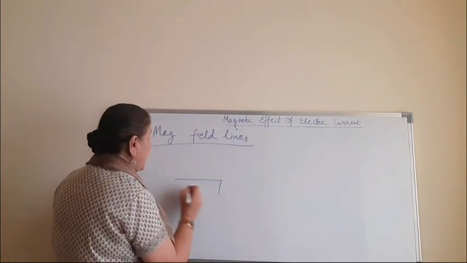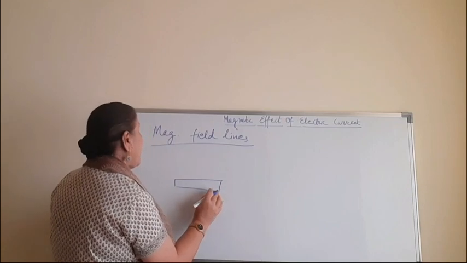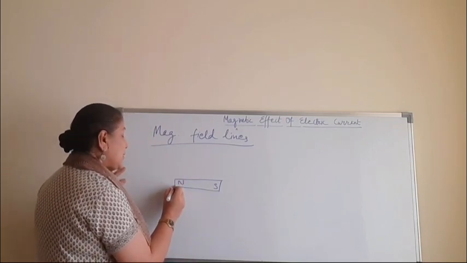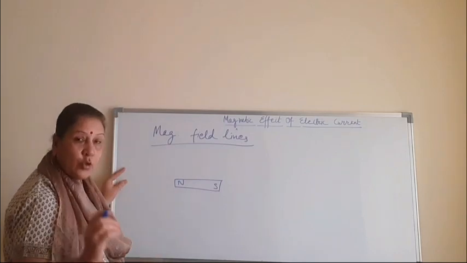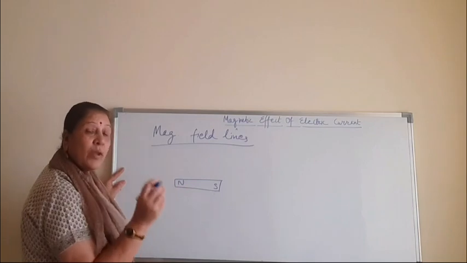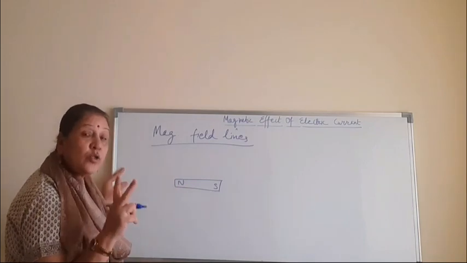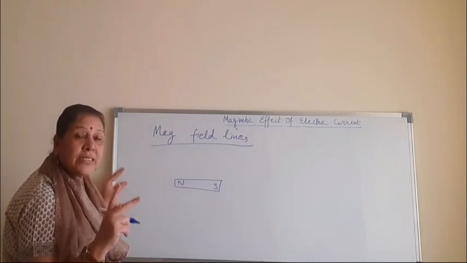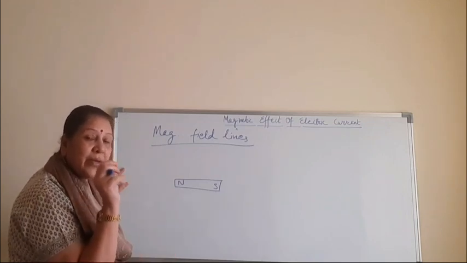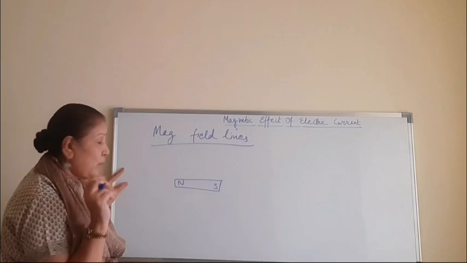We have a bar magnet which has north and south pole. You know that all magnets have two poles. If I break or cut it again and again, the smallest piece possible will also have two poles, north and south. I cannot separate the north and south pole even in the smallest piece possible.